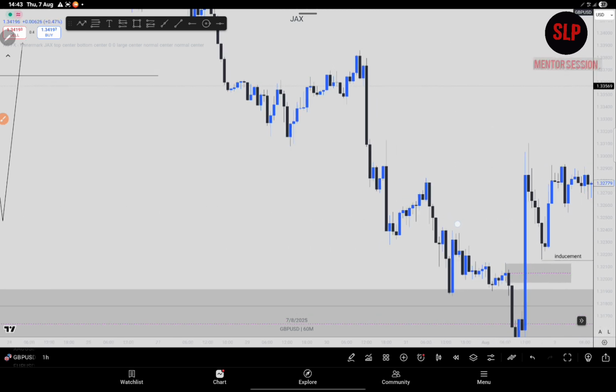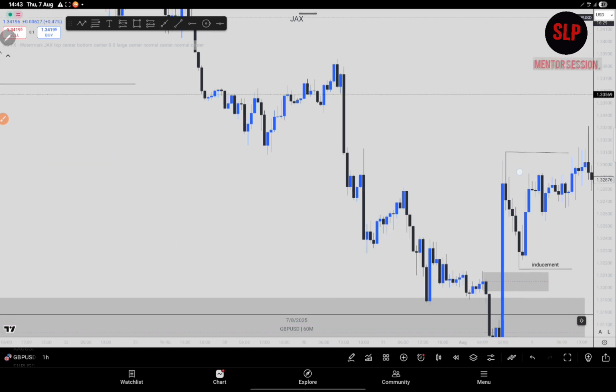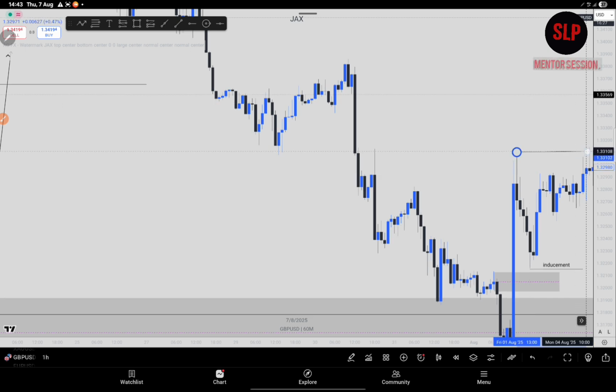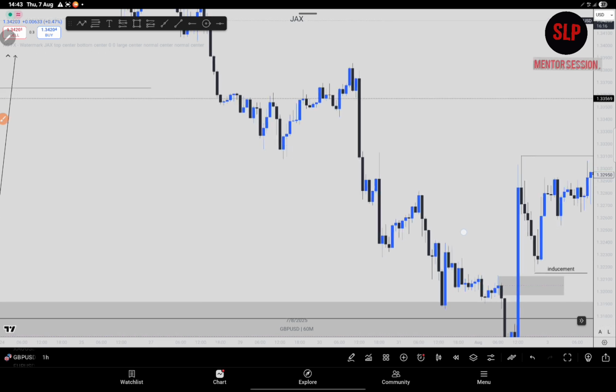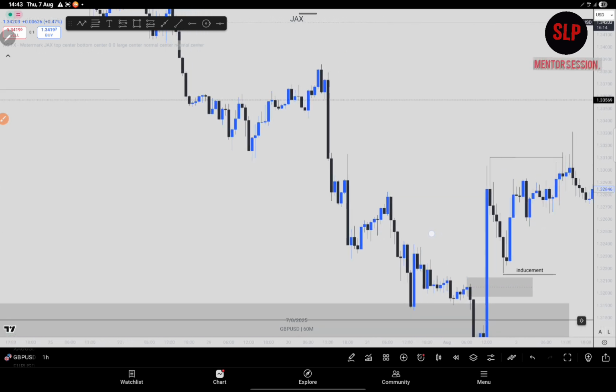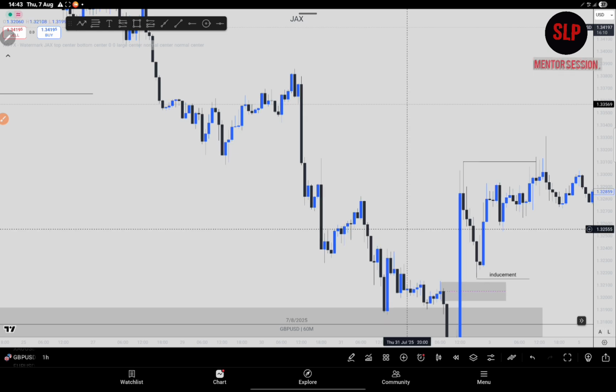We'll probably be waiting, and this is the key high, the high that must be broken for price to continue moving to the upside. So while I'm waiting for price to come and take out my inducement and mitigate my POI, I'm also waiting for price to break structure to the upside. Okay, what do we have here? You can see that price has broken structure to the upside.